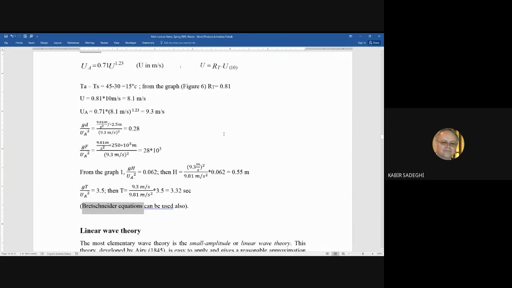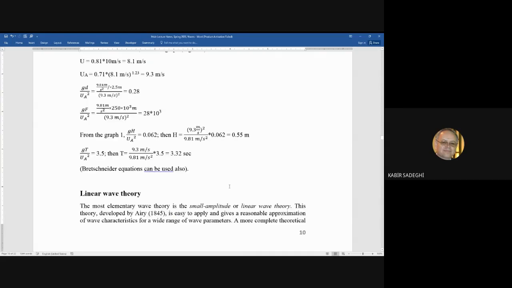You know, in the first, when we found H, we didn't pay attention that this is 28. It's not 2.8. Therefore, I told you 28 times 10 equals 2.8 times 10 power 4. The values on the graph are 1, 2, 3, 4, between 0 and 10. Therefore, we should be careful. Okay, I hope you understood how to apply this one.